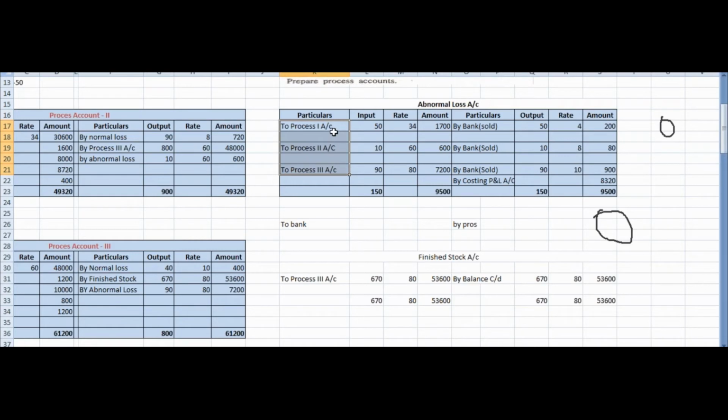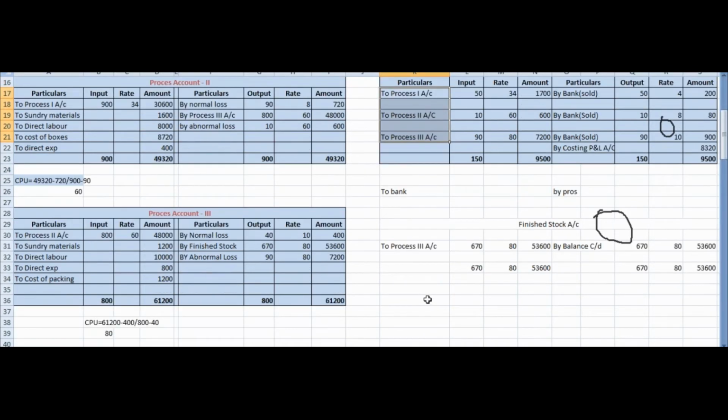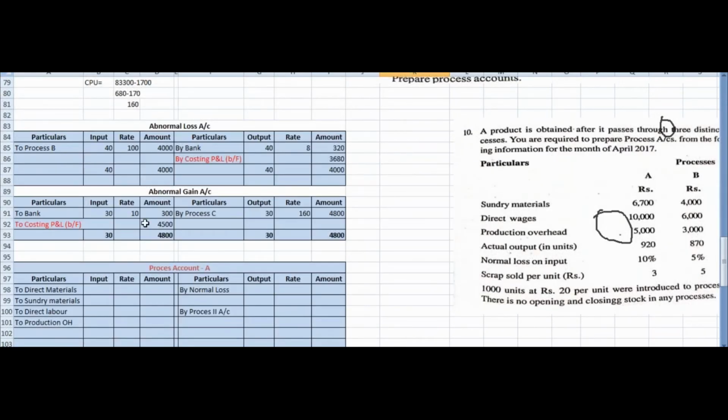So profit and loss account is prepared once in a year, based on an objective basis. Always this abnormal loss account is prepared once for all the processes. If there are 100 processes, all 100 process losses are taken into one account, that is abnormal loss. Like that, abnormal gain.